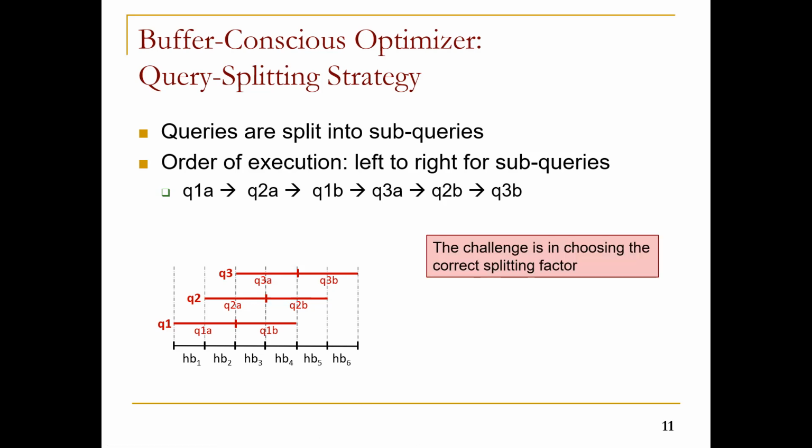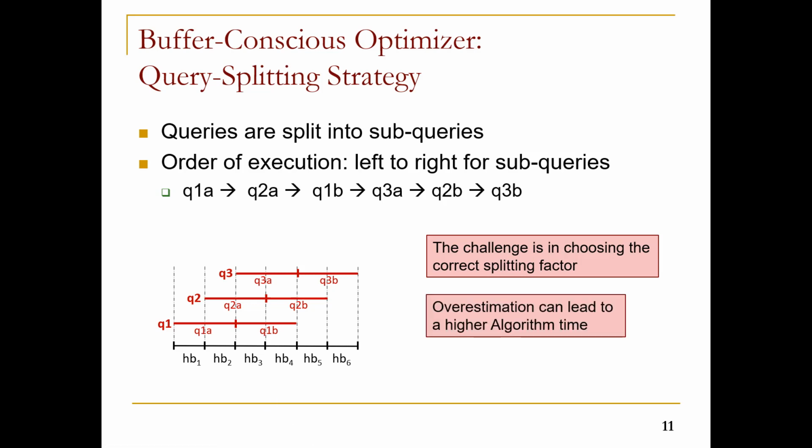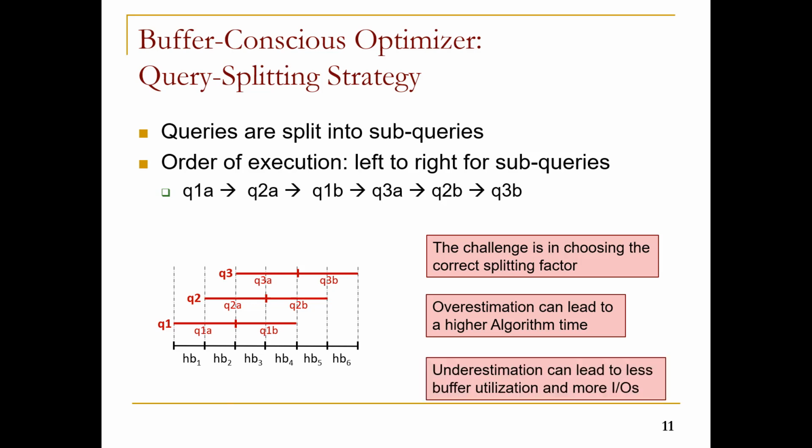The main challenge in this approach is to find a good splitting factor. Choosing the splitting factor is a trade-off between algorithm time and I/O cost. An overestimation of the splitting factor can lead to having a lot of subqueries that will increase algorithm time. And an underestimation will make this strategy close to LRU and result in more I/O cost. We empirically find this best value of the splits for our experiments.